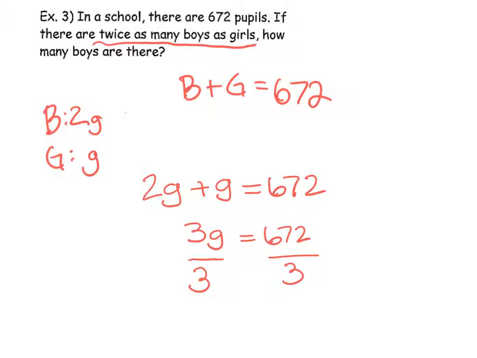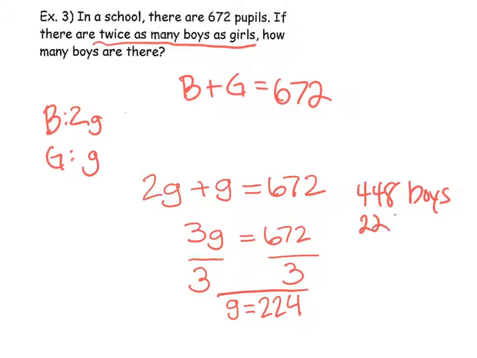So someone, what did you get? 224. Agreed with him? Before we write it down permanently, okay, 224. There are 224 girls. So we knew that there were fewer girls. So how many boys are there? Did anyone do that math where they said double the girls? What did you get? 448. 448 boys. 224 girls. Does that add up to 672? Yep. We did it right.